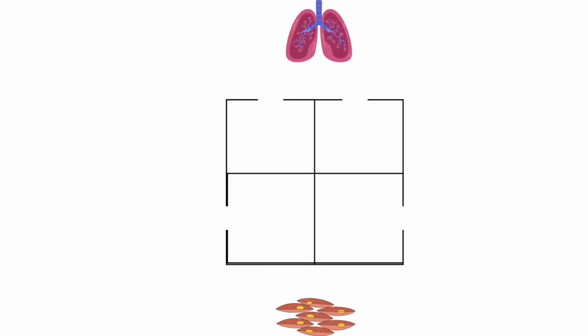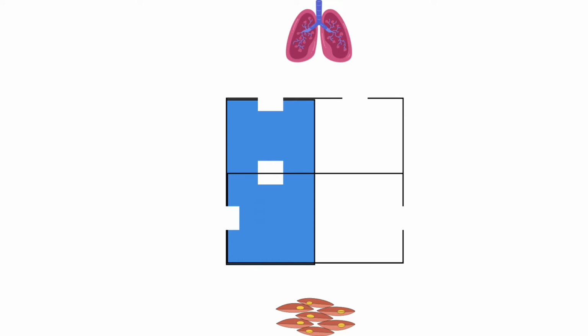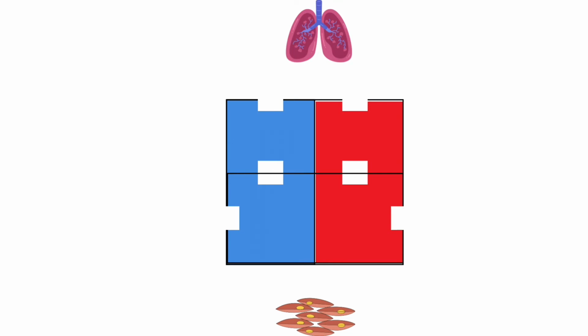Let's look in more detail at the flow of blood through the heart. I've added a diagram of the lungs above the heart and the cells of the body below the heart. The right-hand side of the heart deals with deoxygenated blood, so I'm going to show this in blue. And oxygenated blood is found in the left-hand side of the heart, which I've shown in red. So, as deoxygenated blood needs oxygen, the right-hand side of the heart pumps blood up to the lungs.